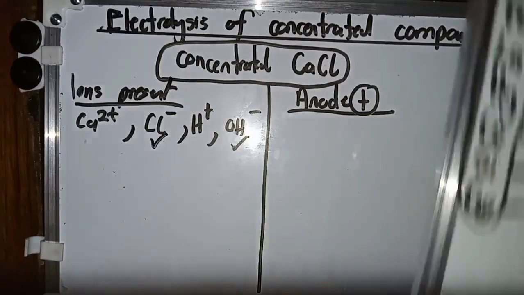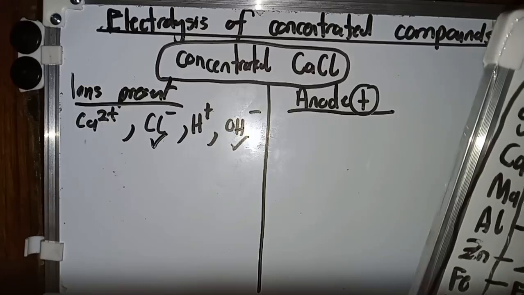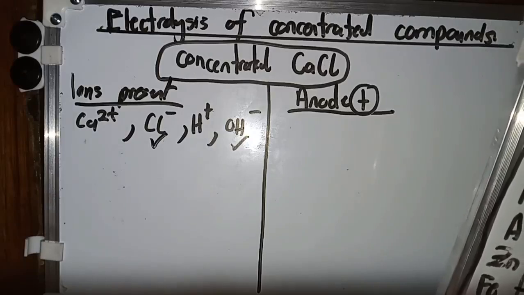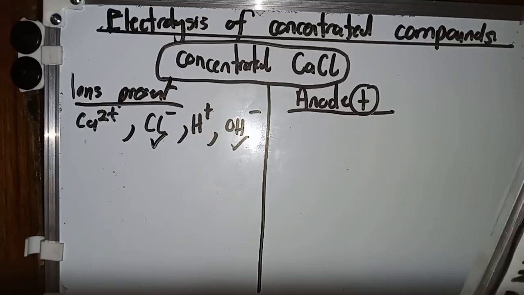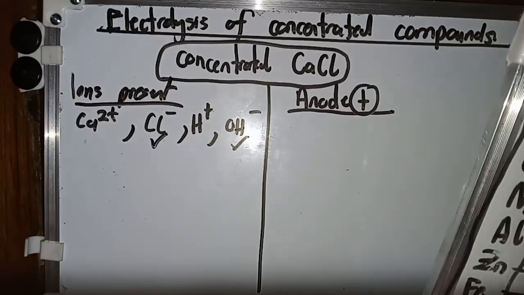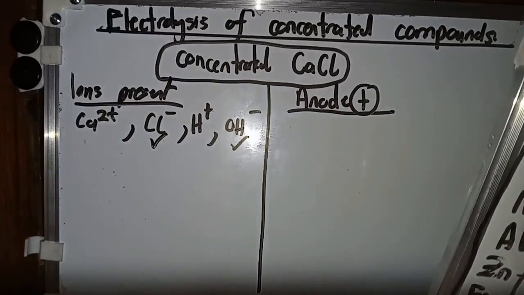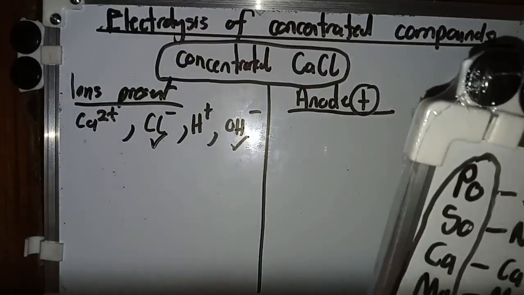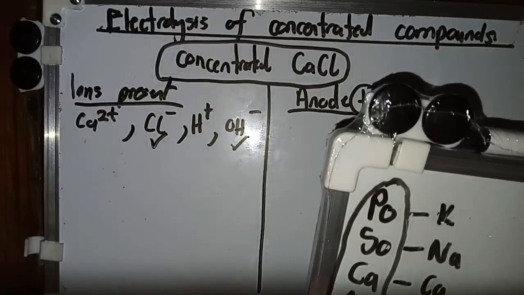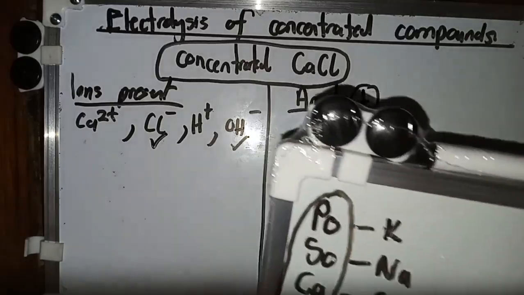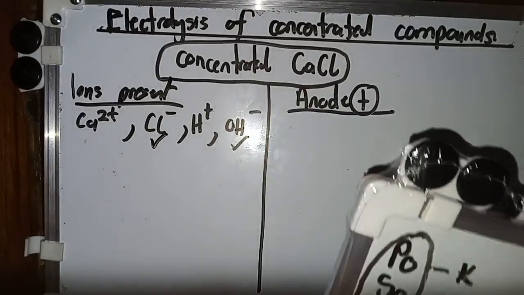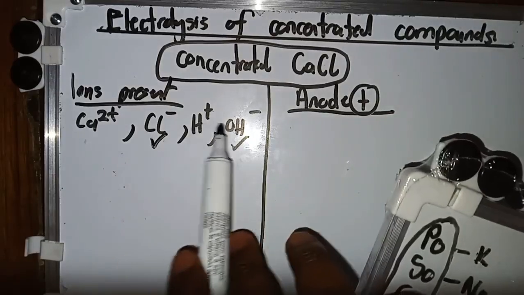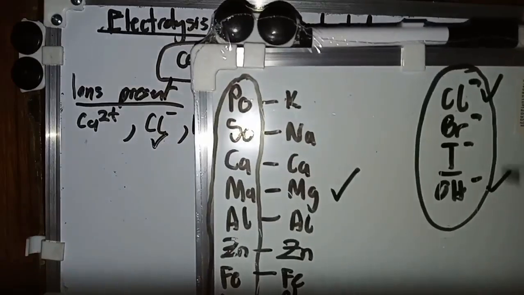So for concentrated, only for concentrated at the anode, for negatively charged ions or anions, when attracting the negative ions, the most reactive will be the one which will be discharged. This only happens for concentrated at the anode. Okay, so we have got chlorine and OH- here, marked here.